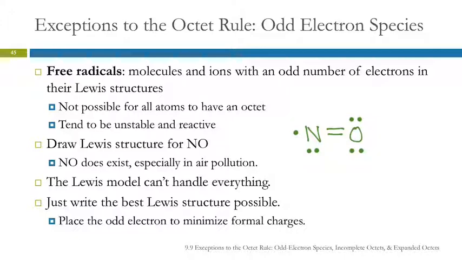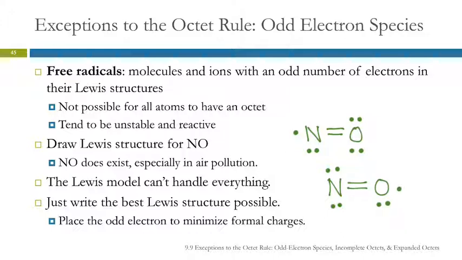So we can't get everybody to have 8. One's going to have 7. But we got one 8 and one 7. And we could have this odd electron over here, or we could give it to oxygen. How do we choose? We're going to look at the formal charges.